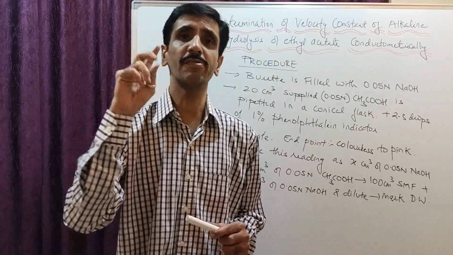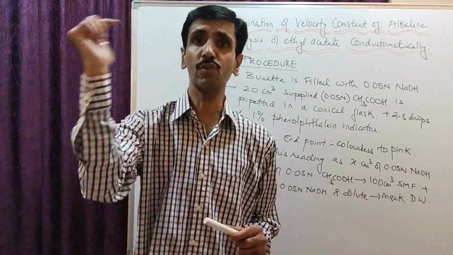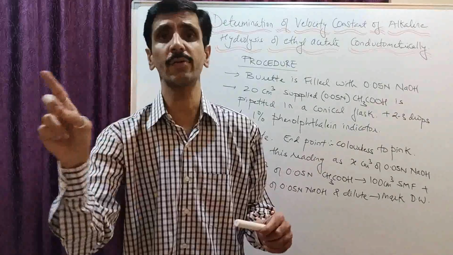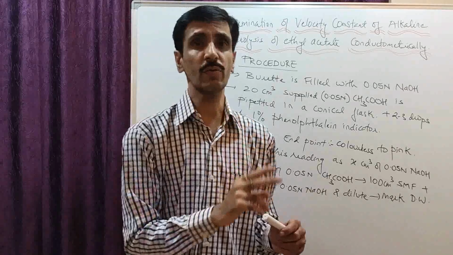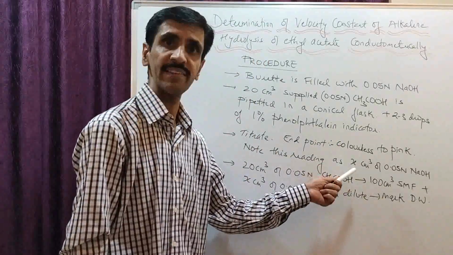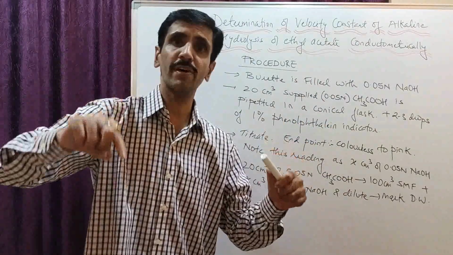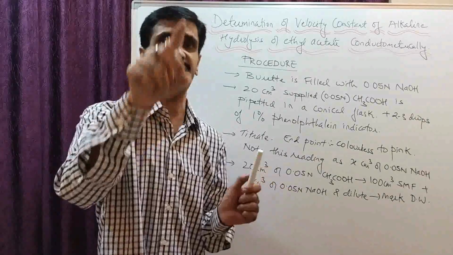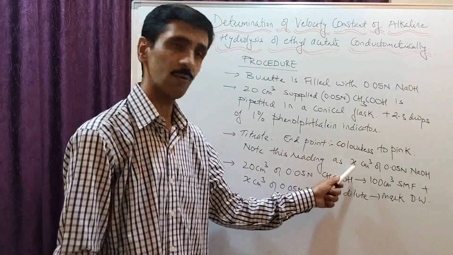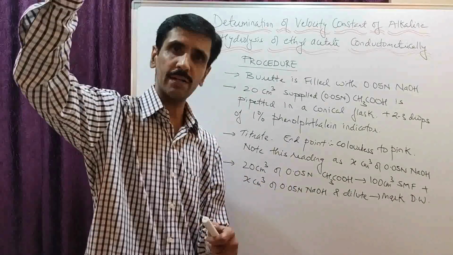Did you understand? Let me say it again. 20 cm cube of acetic acid has to be taken now in a standard measuring flask, into which you are going to add x cm cube of 0.05 normal NaOH. Now you must be having a question: what do you mean by x cm cube? X cm cube is the volume of NaOH required to neutralize 20 ml of 0.05 normal acetic acid, which we found in the first titration. So whatever value comes there, that is the volume we have to add, and dilute it up to the mark with distilled water.